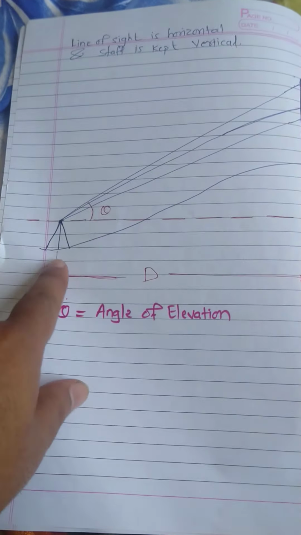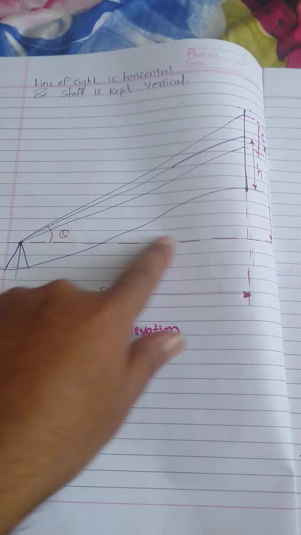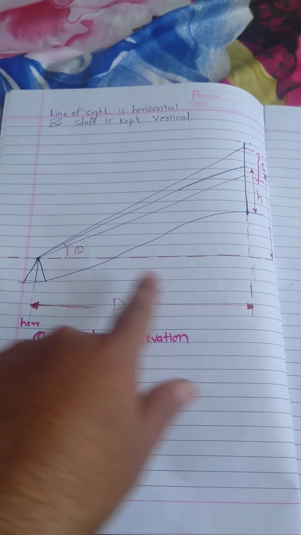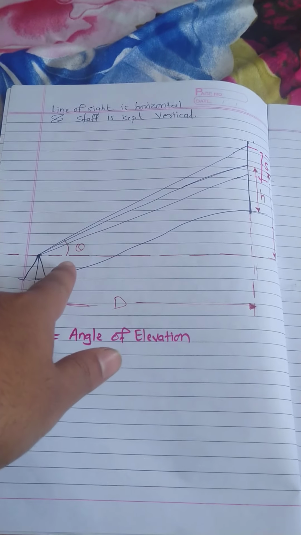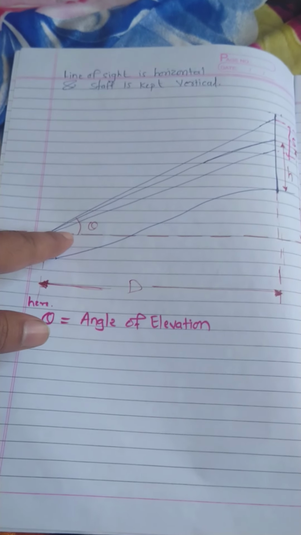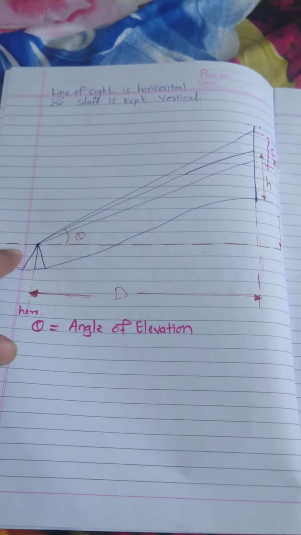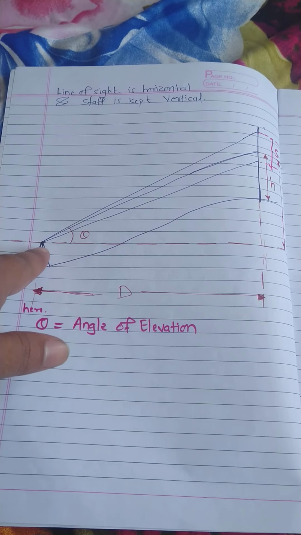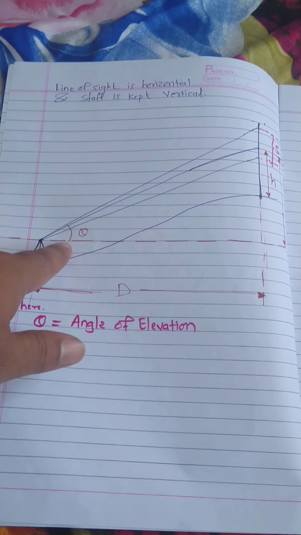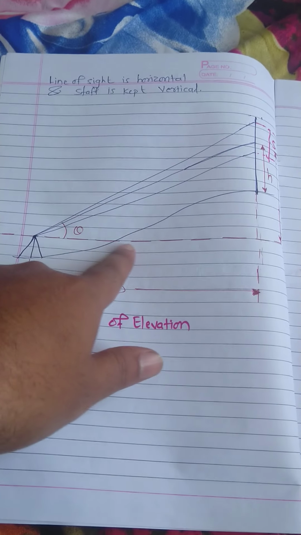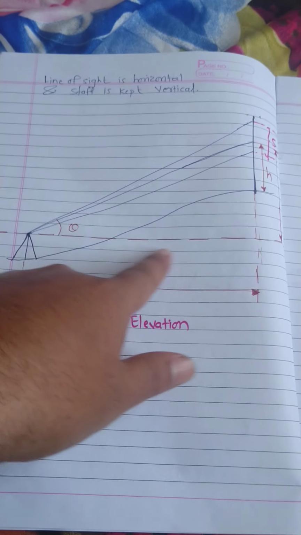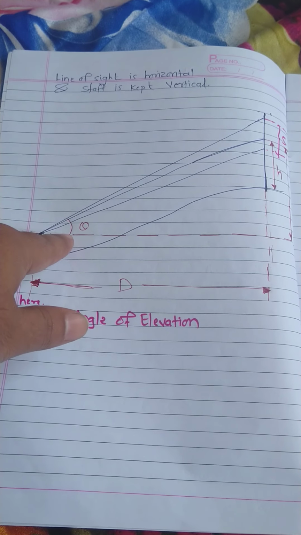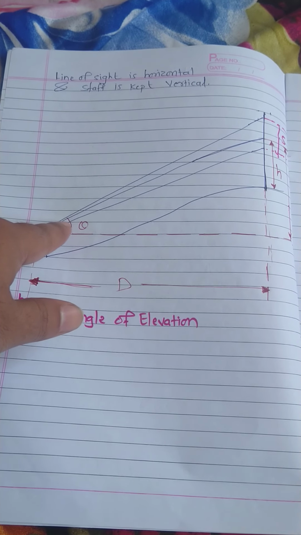See here, this indicates the instrument station, this one is the staff station, and this is the required distance between instrument station and staff station, which is denoted by d, and theta. Carefully observe this: it is indicated from this horizontal line, which is also called the line of sight, or the reduced level of the instrument axis. This dotted line indicates the instrument axis, and the angle is shown from the instrument axis to this middle line.